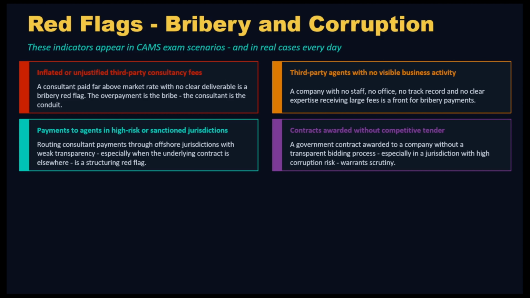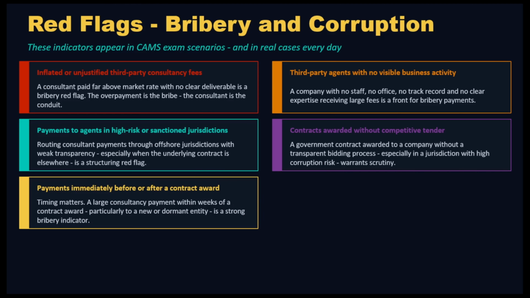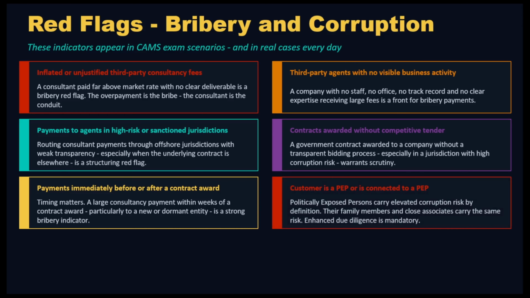Let's look at the fifth one: payments made immediately before or after a contract award. Timing really matters here. A large consulting payment to a new entity within weeks of a contract award is not a coincidence. It's a red flag, or a signal, I would say.